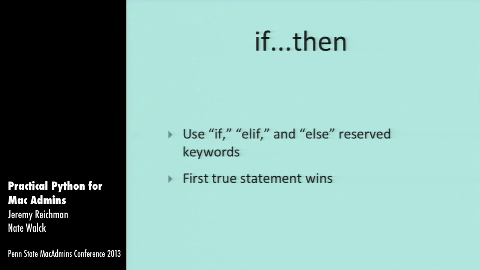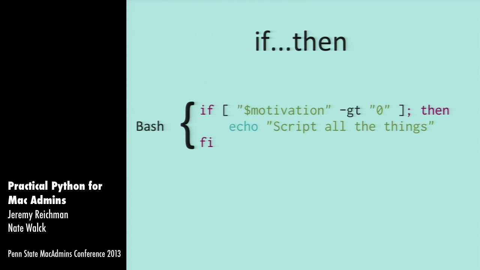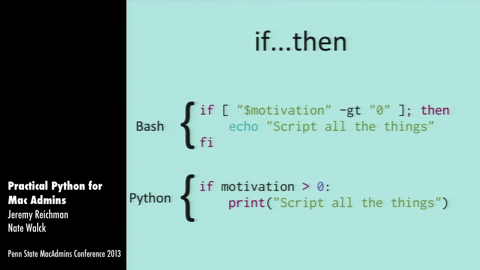How about if then? Well, Python has if, and then instead of else if, it's elif, and then else is the final one in this statement. And the first true statement wins. So as soon as it hits something that's true, it stops. Bash would say if your motivation is greater than zero, you might script all the things. Python, if your motivation is angled bracket greater than zero, then you might script all the things. And as you can see, it's very similar. I think the Python's a little bit cleaner, a little bit easier to read. If you're just writing simple stuff, you could have less lines of code and easier to read, even for simple things.